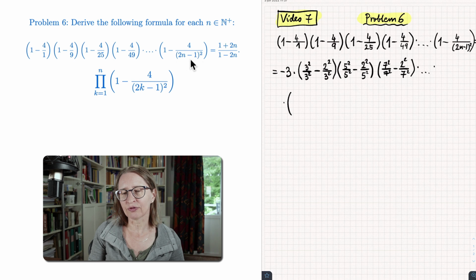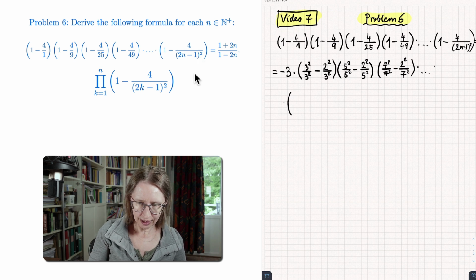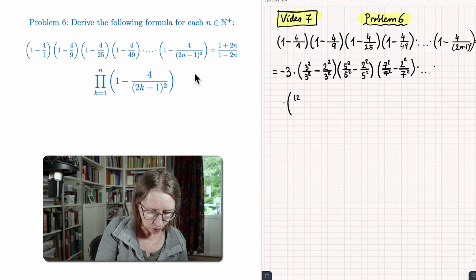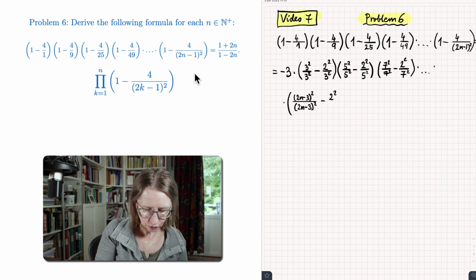And what is the previous odd number before 2n minus 1? It will be 2n minus 3, right? Because 2n minus 2 is the even number just before this odd number. So the previous odd number is 2n minus 3. So this will give me here (2n minus 3) squared divided by (2n minus 3) squared minus 2 squared divided by (2n minus 3) squared.